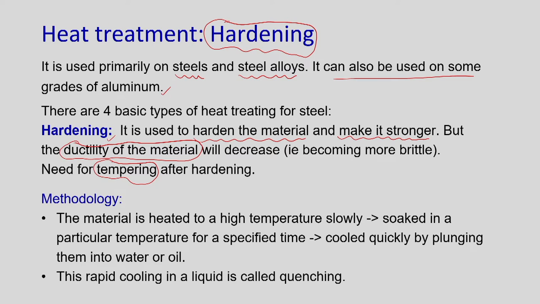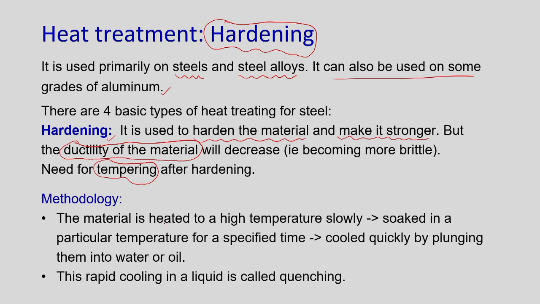So what is the methodology to carry out this hardening operation? The material is first heated to a high temperature slowly. It is to be noted that the heating is carried out in a slow manner, with low pace. Then we are soaking the heated material at a particular temperature for a definite duration. And then we are cooling it quickly.